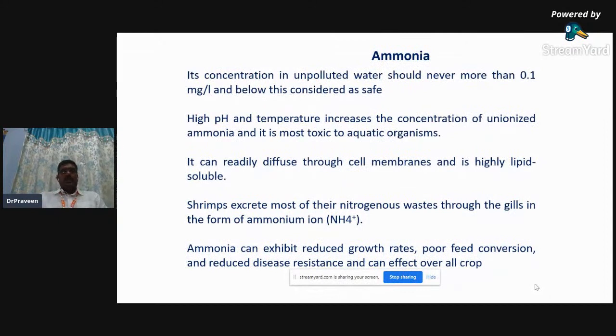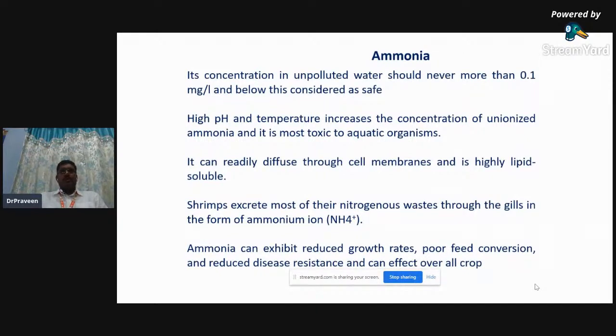And one more gas, ammonia, which is highly toxic and highly influences the animal's condition. Its concentration normally more than 0.1 mg per liter will be unsafe. Below 0.1 mg is considered to be somewhat safe. High pH and temperature may also increase the concentration of the toxic form of ammonia, particularly for our shrimp and fish. It can readily diffuse through cell membranes. Ammonia is easily absorbed into the blood through cell membranes, as it is a highly lipid soluble gas compared to oxygen.